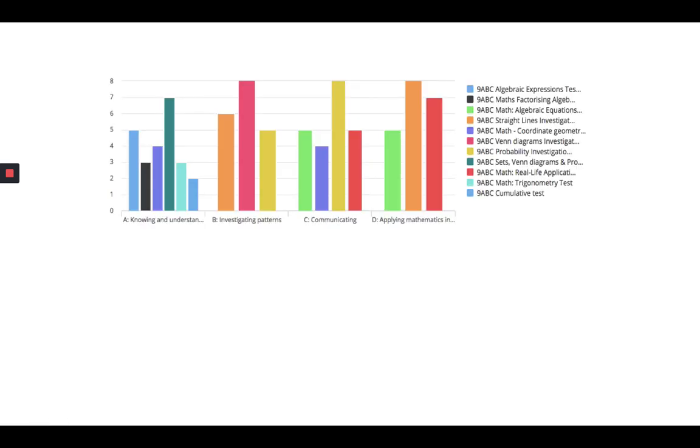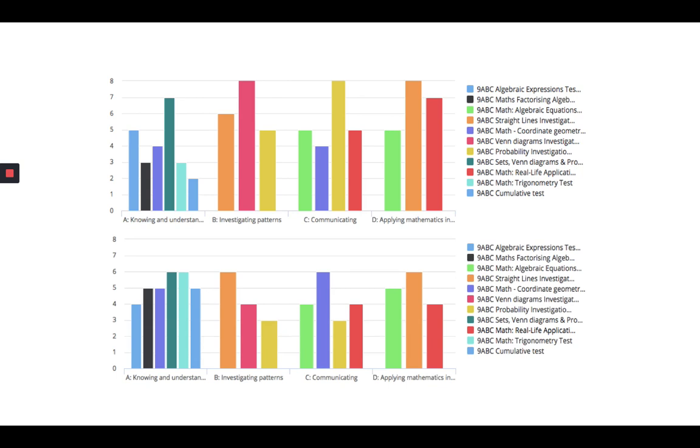A couple more examples. So maths, as you can see, has a lot more criterion A assessments than the others. Just to make very clear, one thing we do not do is average. We would not just add up the 5 plus 3 plus 4 plus 7 plus 3 plus 2 and divide the total by 6.